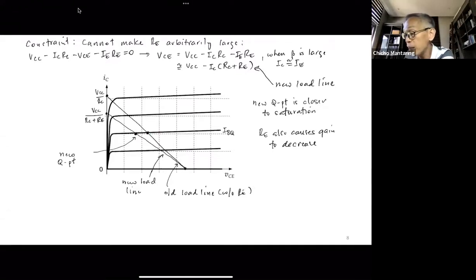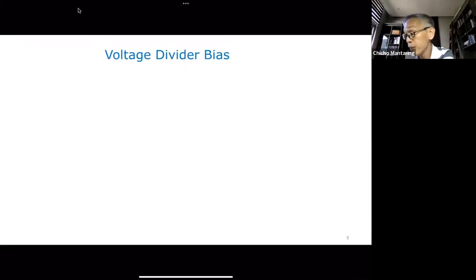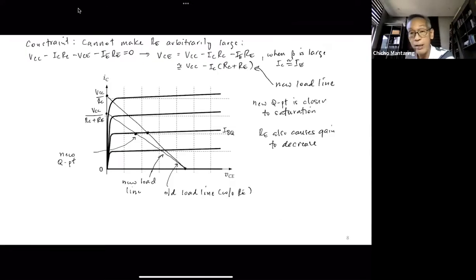So that is the problem with just arbitrarily making RE large. But remember, RE has to be substantially large so that this condition will exist. So there's a balancing act that you have to make. You want a stable operating point, but you cannot make RE arbitrarily large. Any question with regard to that? Any question?